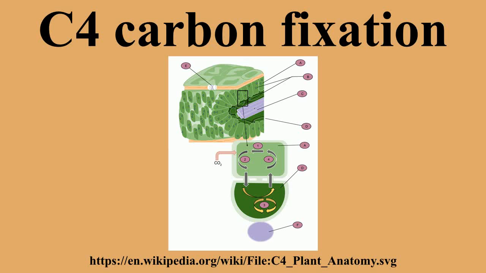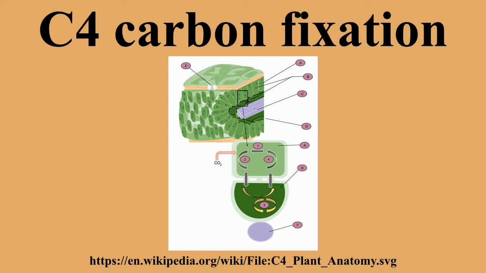C4 carbon fixation is one of three biochemical processes, along with C3 and CAM photosynthesis, used to fix carbon. It is named for the 4-carbon molecule present in the first product of carbon fixation in the small subset of plants that use that process, in contrast to the 3-carbon molecule products in C3 plants. C4 fixation is an elaboration of the more common C3 carbon fixation and is believed to have evolved more recently.